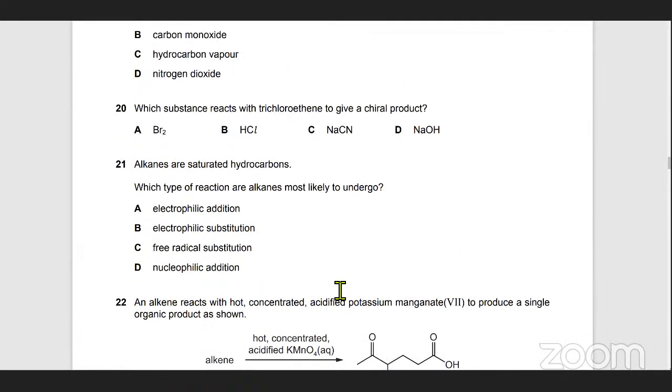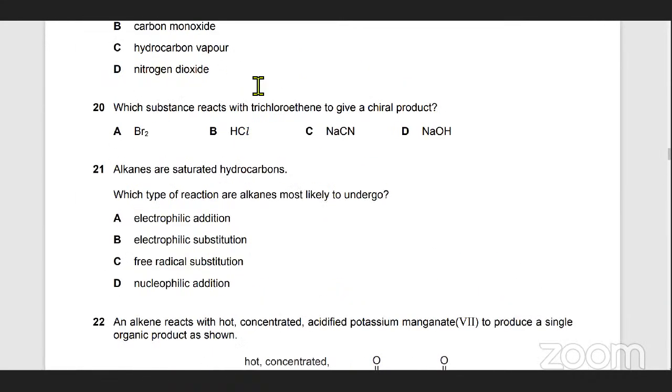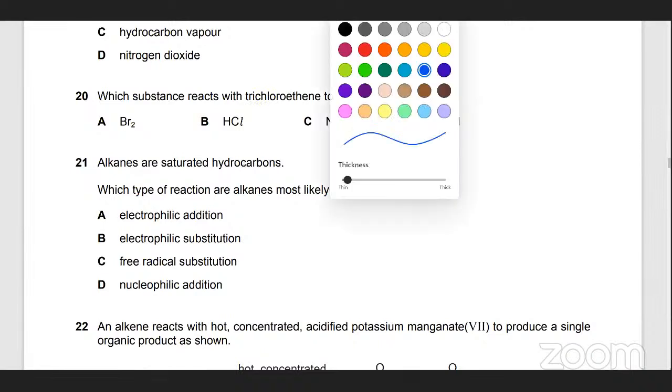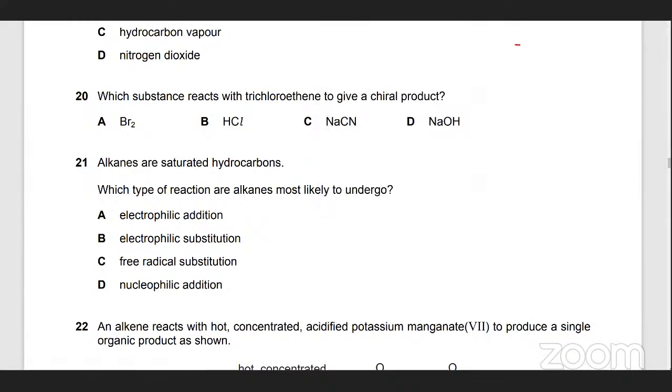Now, starting with this question, he's saying which substance reacts with trichloroethylene to give a chiral product. So the first thing is what is trichloroethylene? Okay, that's an ethene molecule with trichloro. That means 3 Cls. So there's 1 Cl, another Cl, and another Cl. There's 3 of them. So there's going to be 1 each. So at the end of the day, you need a chiral product, and the answer is going to be A.